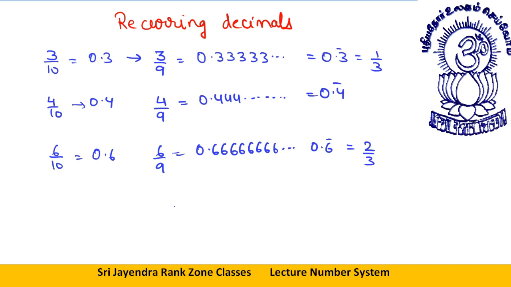Clear, my friends? So what I want to explain to you is, if there is a 10 below a number, you write 0.7 only. But if there is a 9 below a single digit number, you will write 0.7 bar. That means 0.777. A 10 means the decimal terminates, a 9 means the decimal does not terminate. Getting it, dear students? This is the basic concept. I will show you a few more things.